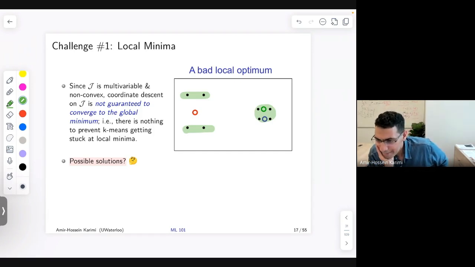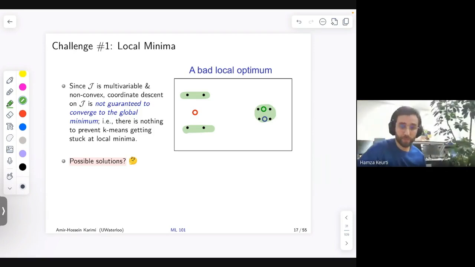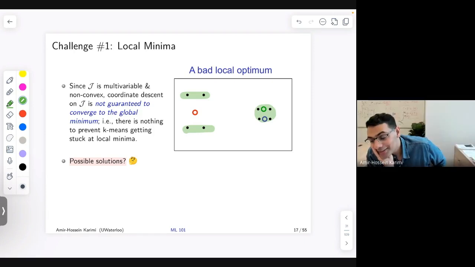Yes, Hamza? Tempted to say to repeat it multiple times and then take the average of the solution, and then once you have the average of the solution, take that as your initial starting point. Okay. Wow, that's also a clever solution. So instead of just doing it once and arriving at this local optimum, just do it multiple times and then see the average solution. Use that as another.